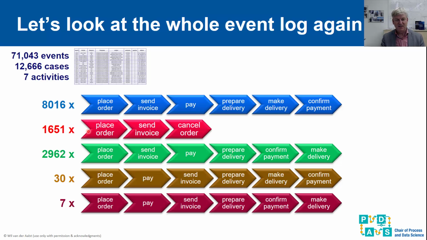There are more than 1,600 cancellations that have followed this pattern of these three activities. If we look at the blue set of cases that all follow this trace or this pattern, we see that they are very much the same as the first one. The only thing that we see is that the last two activities are being swapped. And there are these 37 exceptional cases where people have paid before they got an invoice. But for the rest, they are similar to the blue and the green variant.